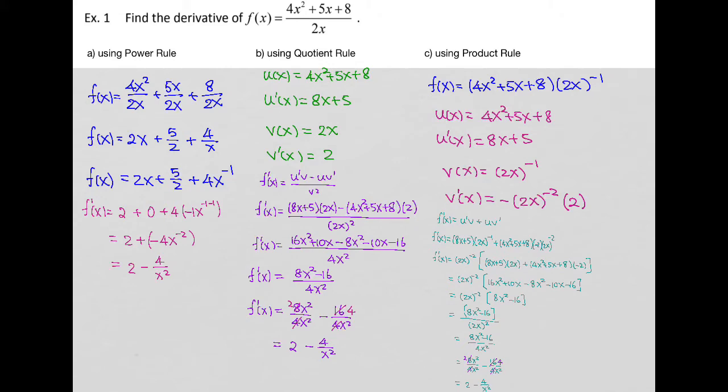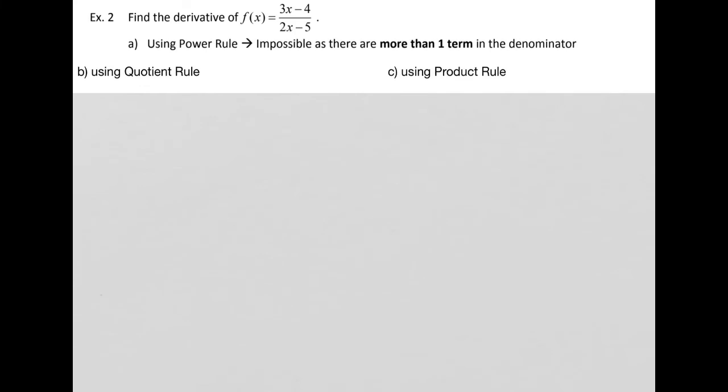As you can see from here, the power rule will be the easiest one to use. Therefore, whenever you have a fraction, and if there's only one term in the denominator, I highly recommend you divide them into individual terms and then use power rule to differentiate. For example number 2, since there are two terms in the denominator, that means we cannot use power rule to differentiate this function. So we either need to use the quotient rule or the product rule.